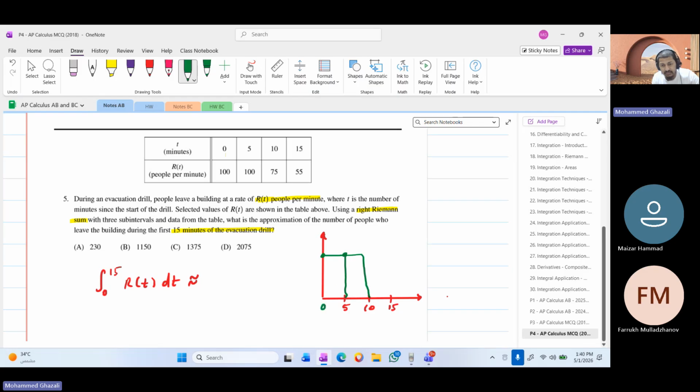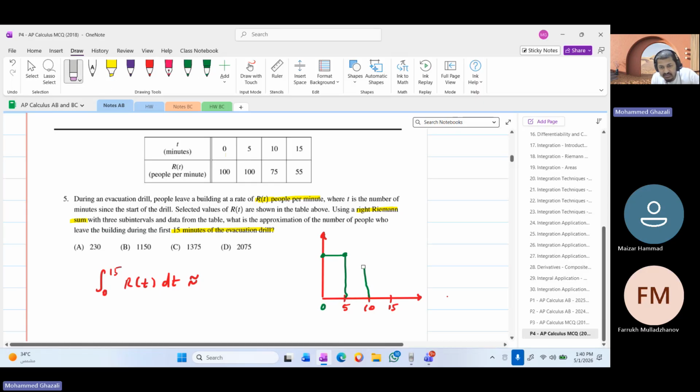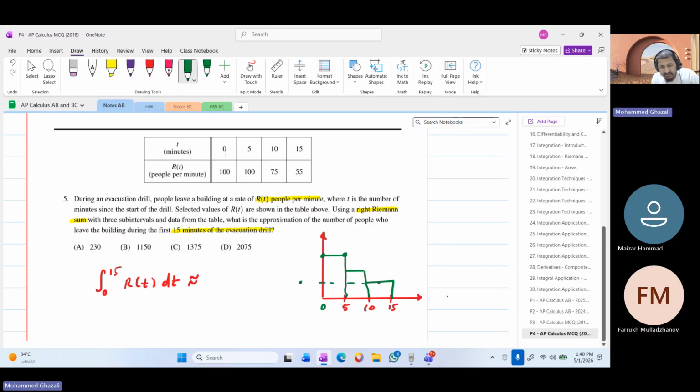Second one is 100. Third one is what? Wait, at 5 it was 100. At 10 it was 75. So there should be 75 there, right? And the third one, 15, is 55. So I'm just approximating. So that's 55, right? That is 75, and this is 100.